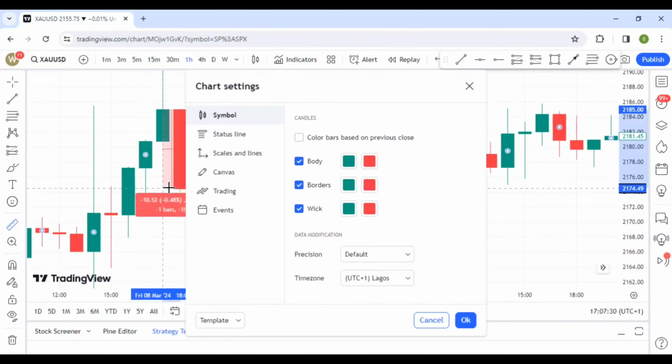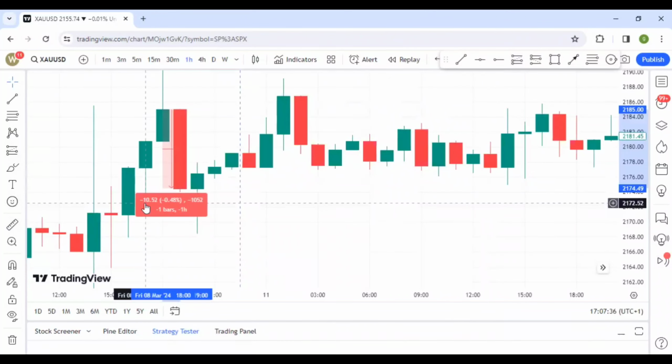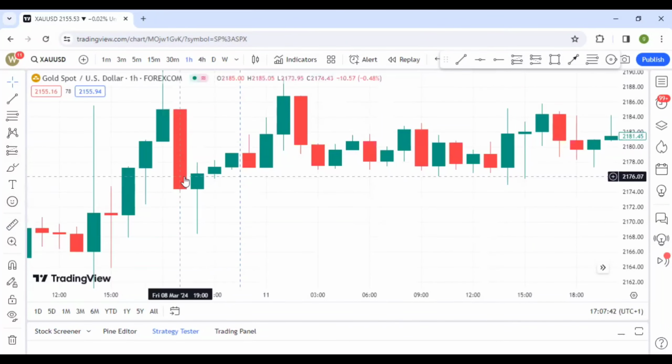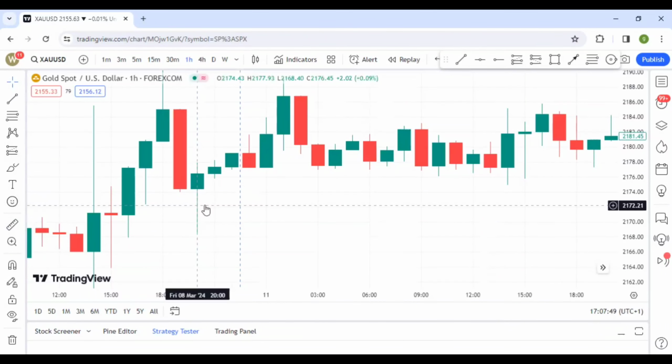You can see about 105 pips, only this candle. So it's a strong bearish candle.